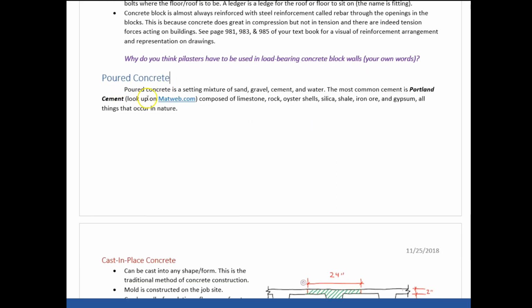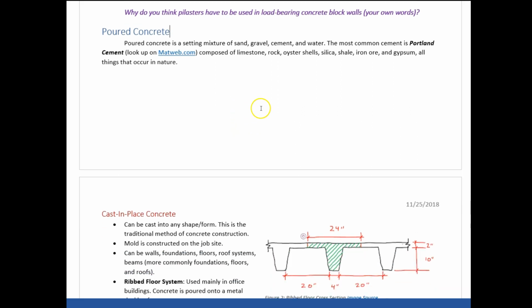Now moving on to poured concrete. Poured concrete is when we're not using a standard modular unit. We have to cast our concrete to the shape that we want. Most common with concrete is the use of Portland cement. They pretty much hold the monopoly on cement. Cement is the binding substance that holds the sand and gravel all together with the concrete. It holds it all together. It helps it maintain its shape, and it's composed of limestone, rock, oyster shells, a whole bunch of stuff. Poured concrete is just like doing a casting.